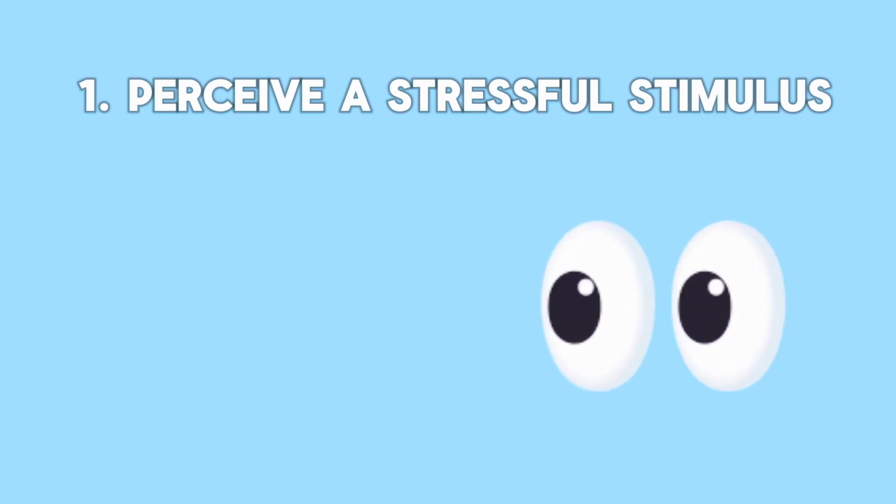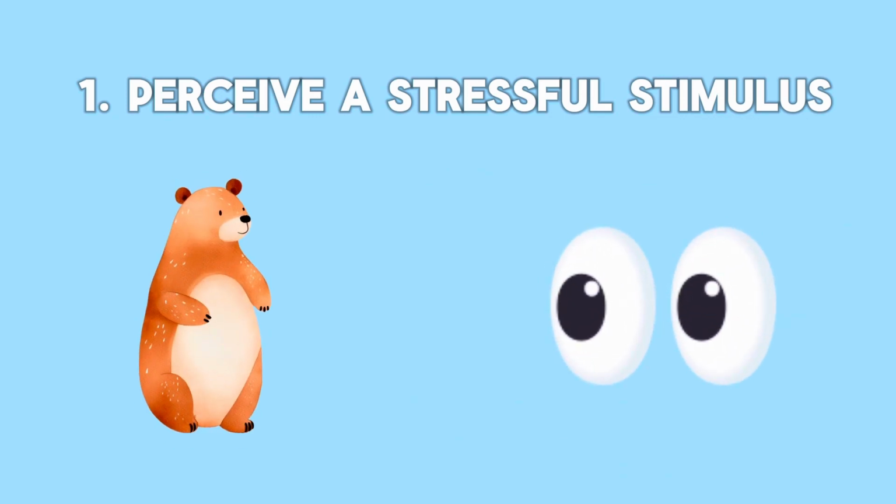The first thing that happens is that you need to perceive a stressful stimulus. So if you're walking through the woods, you need to see that bear coming towards you. Now once you see that bear, your amygdala, which is part of your limbic system, now let's remember what the limbic system is. The limbic system is a set of structures in your brain, subcortical structures, which regulate your emotions.